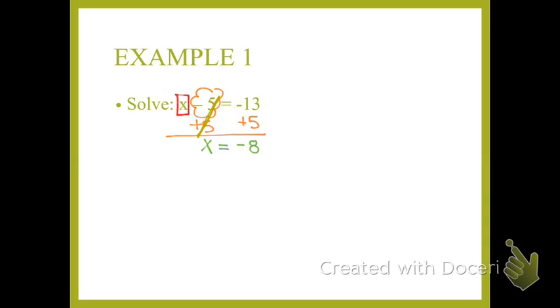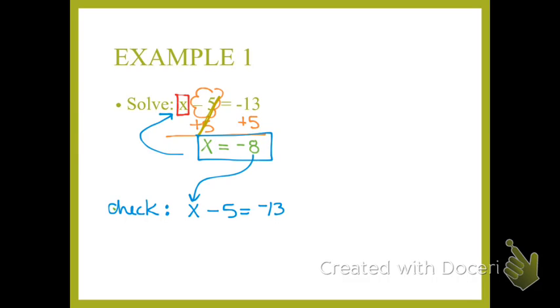When you're solving equations, it's always a good idea to go back and check your work. To check your work, you take the answer and you plug it in to verify that it's a solution. Remember that a solution means that when you substitute it into the original problem, you get a true statement. So we're going to plug in our answer of negative 8, and we're going to see if we get a true solution. Negative 8 minus 5 is negative 13, so that checks.